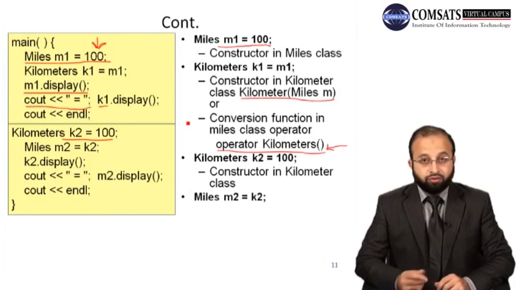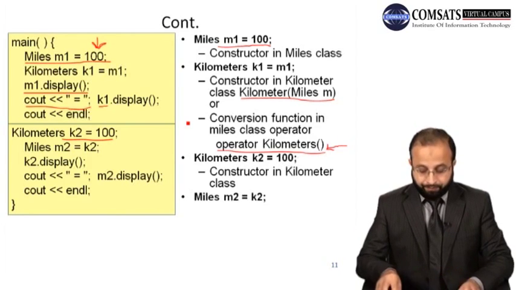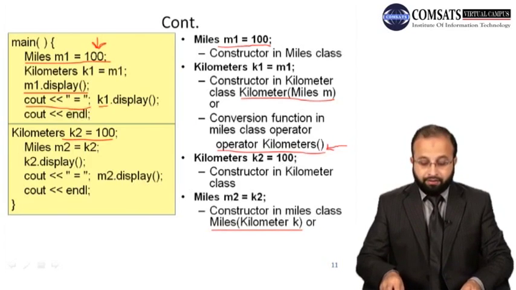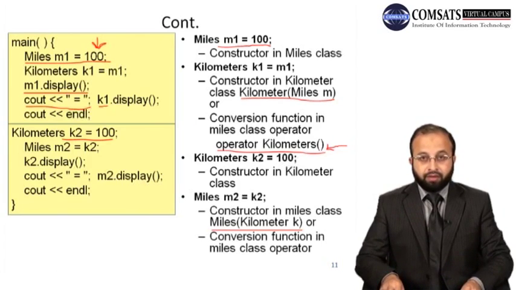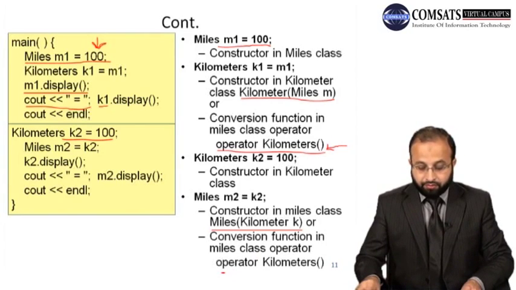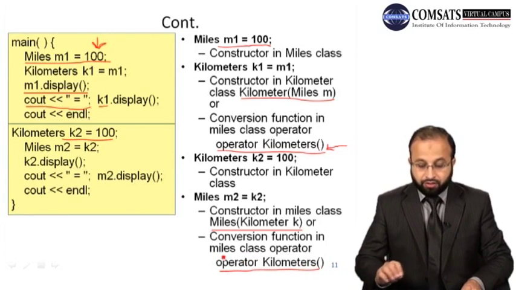Now here again we have two options. Either we can have a constructor in the miles class, and to that constructor we are passing a kilometer object, that is this constructor, or we could have a conversion function, that is operator miles. So we should have such a function, not in the miles class, but in the kilometer class.